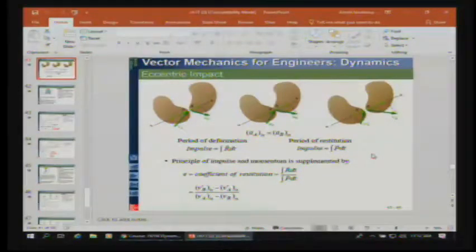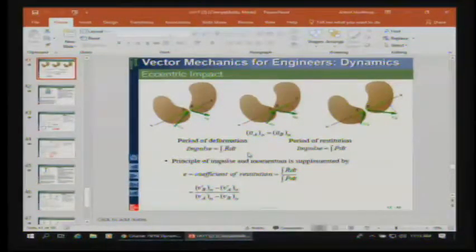If you remember, while the two objects are in contact with each other, there is a period of deformation where there's an internal impulsive force that depends upon the force of contact between the two, or the vector r. So we have the integral of r dt, which is the impulse during that period of deformation. And then as the two objects separate, we have a period of restitution, and the impulse there is equal to some other force, p dt.